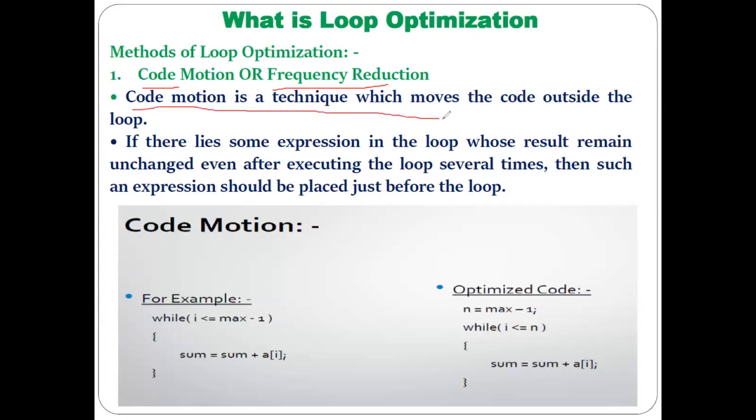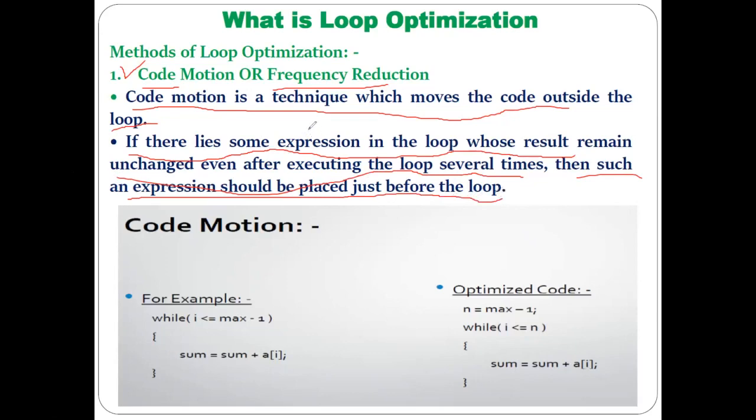Code motion is a technique in which we move the code outside the loop. We are moving the code outside the loop. It means you are making a movement of the code from inside the loop to outside. Understood. That is the reason the name given to this is code motion. Now, if there lies some expression in the loop whose result remains unchanged even after executing the loop several times, then such an expression should be placed just before the loop.